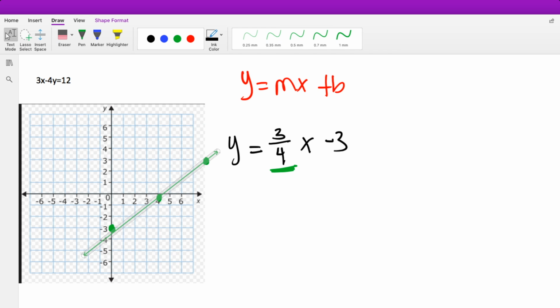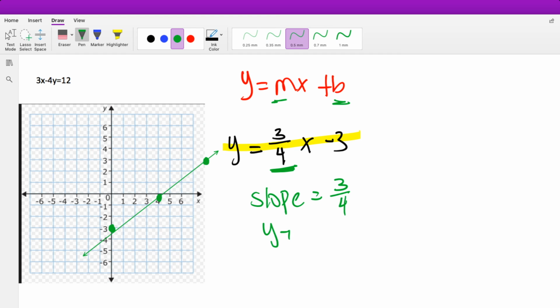Simple. Now to identify our slope and our y-intercept, since it's already in our slope-intercept form, we know that m is slope, b is y-intercept. We can just say slope equals 3 over 4, y-intercept equals -3. Simple as that, and I hope you learned something.